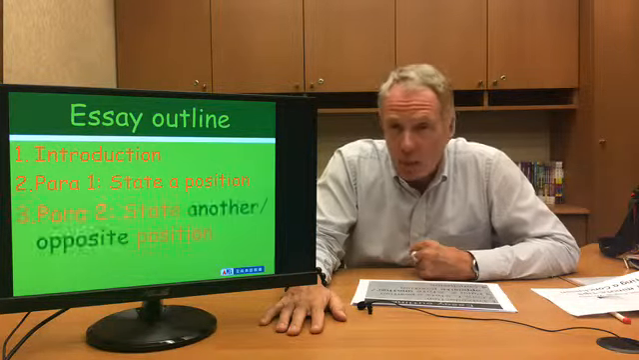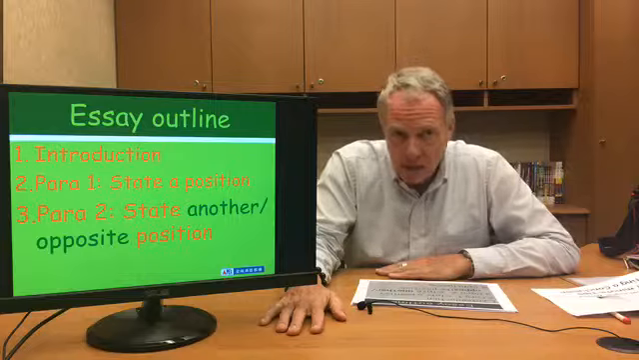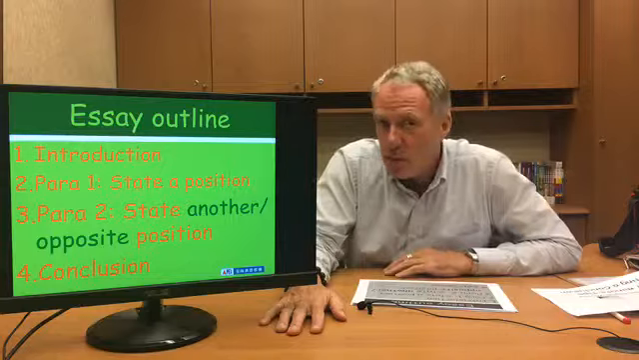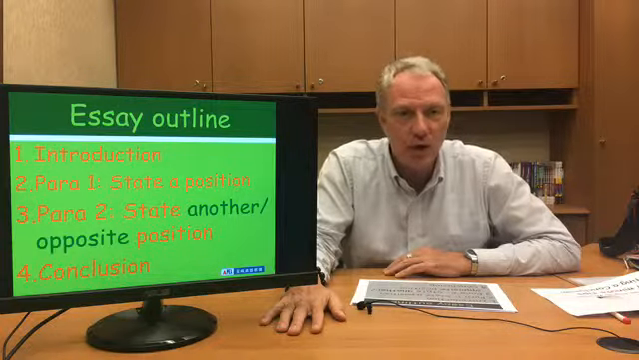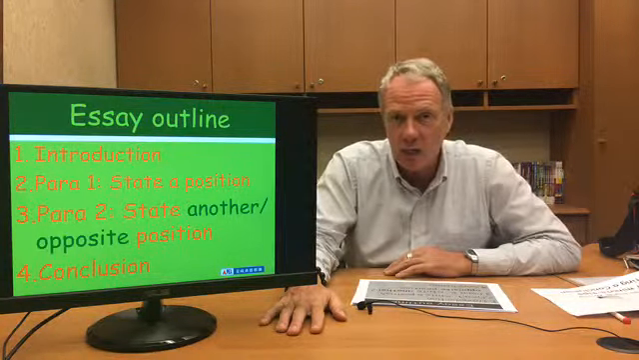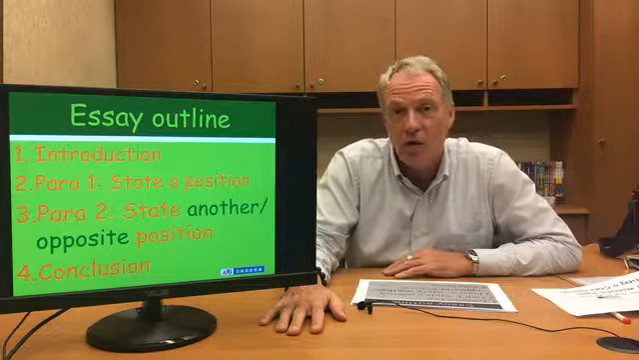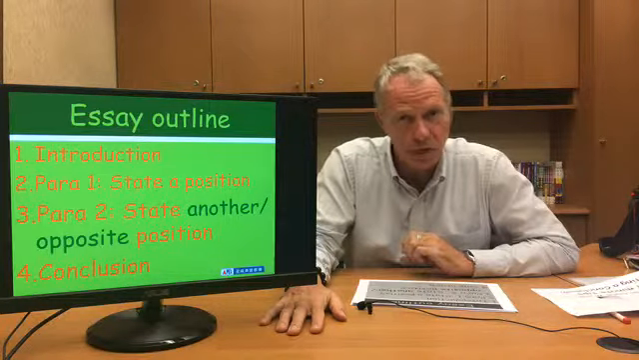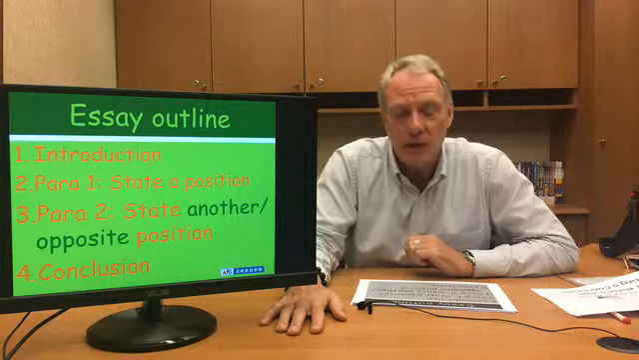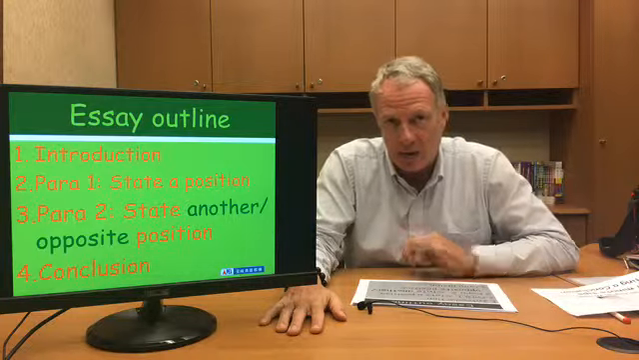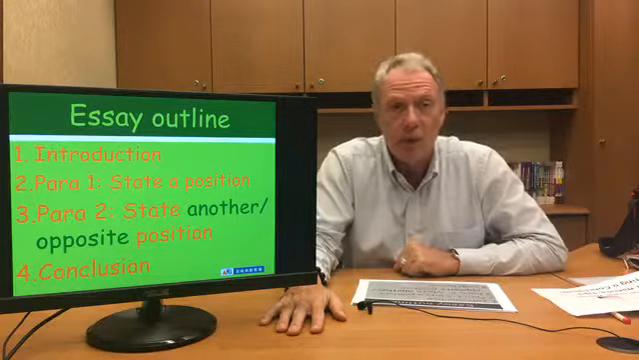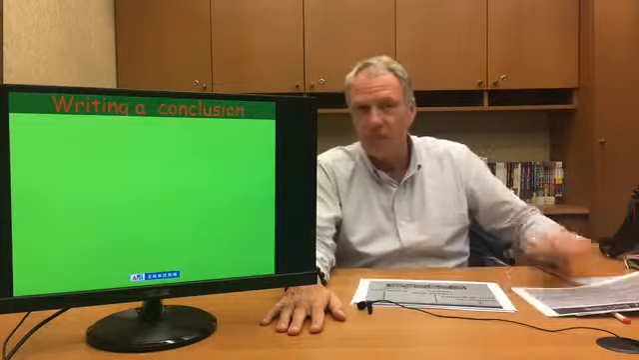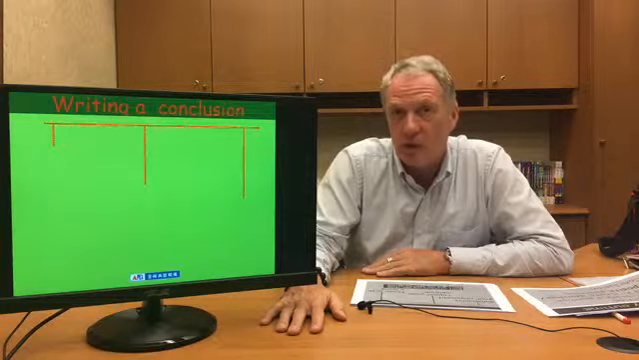Now please remember, when you are writing your 2 internal paragraphs, make sure that you organize your ideas clearly, beginning with a general idea first, followed by specific supporting details, just like I showed you last week. So that's a quick reminder of how you should organize the whole essay. Let's move on and focus now on how to write a conclusion.